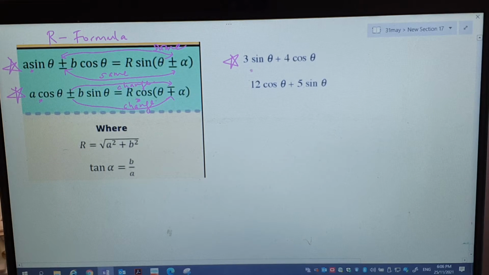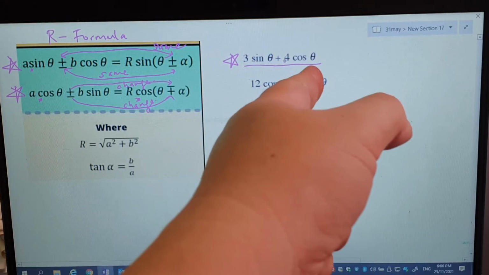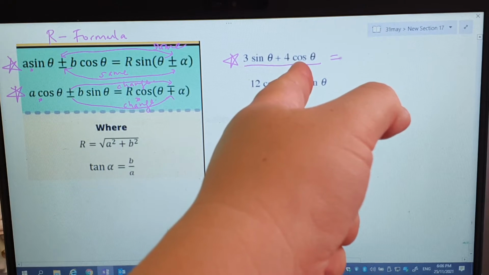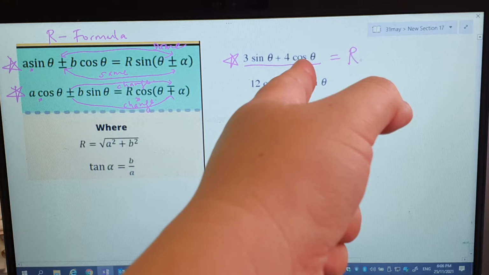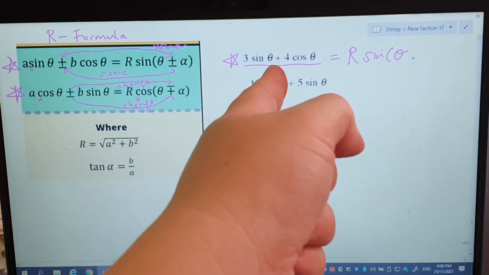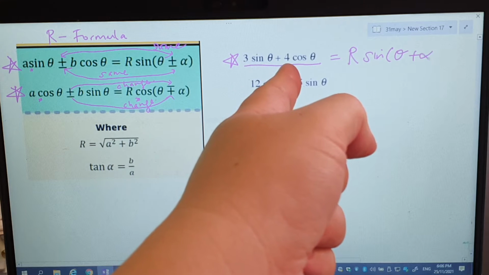Okay, now let's say I give you this: 3 sine theta plus 4 cos theta. And then I want you to change it into this form: R sine theta, okay, plus alpha.